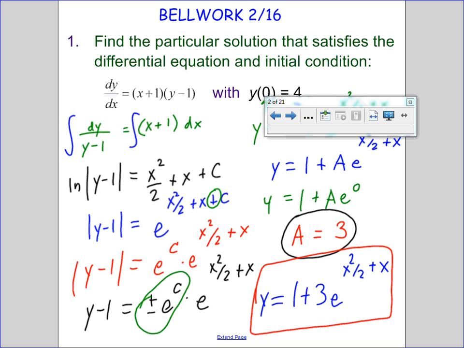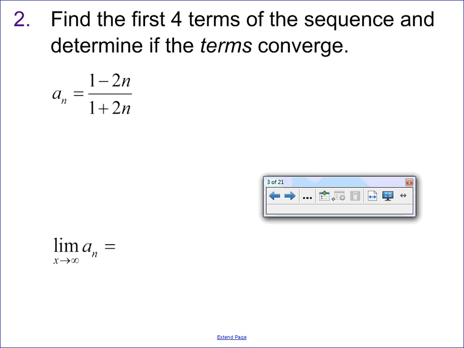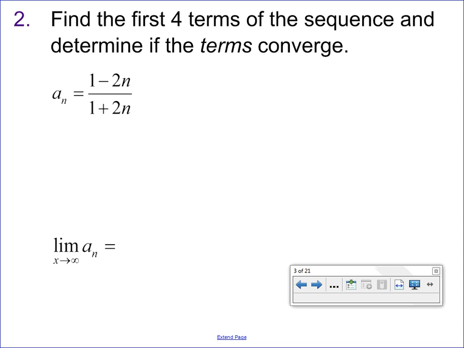Okay, so your OTL number zero was meant to bring up some of your prior knowledge you investigated in the beginning of the year, unit one with our BC prerequisites. Let's go ahead and see if we can state the first four terms of the sequence and then determine if the terms converge. That is, is there a limit as n goes to infinity of the nth term? Can I evaluate that? Do the terms converge to a particular value as n gets infinitely large? That is, as the terms continue to progress.